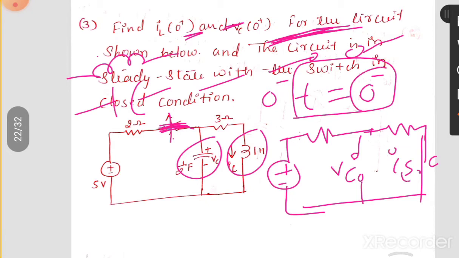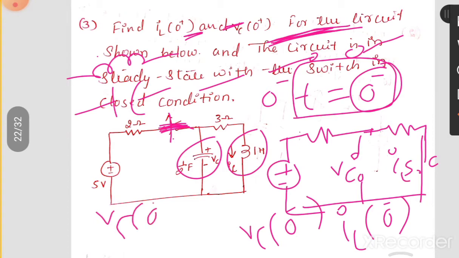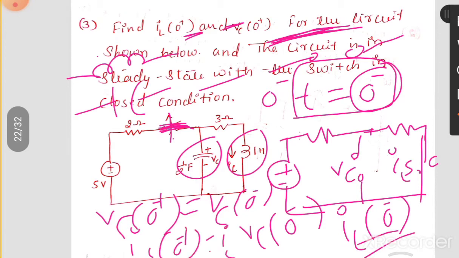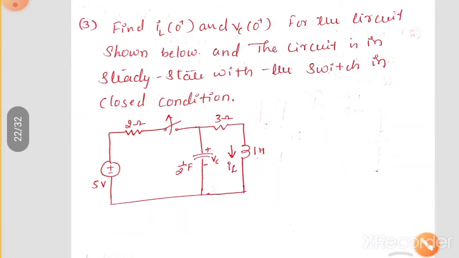So this is at 0 minus. What is VC of 0 minus, and what is IL of 0 minus, that we have to find out. Once you find VC of 0 minus and IL of 0 minus, it's enough, because in a capacitor, VC of 0 plus will be equal to VC of 0 minus, and in an inductor, IL of 0 plus will be equal to IL of 0 minus. The only thing is we have to calculate VC of 0 minus and IL of 0 minus, just before.